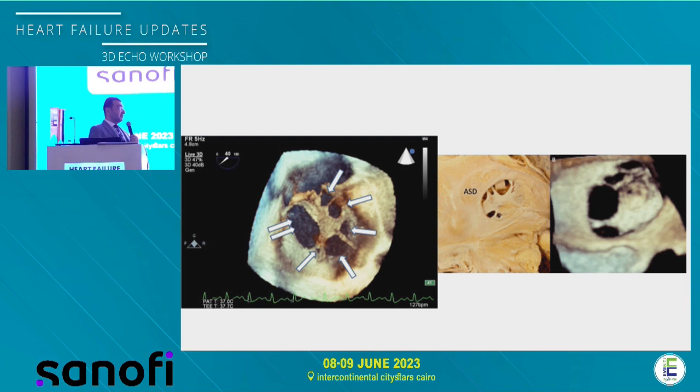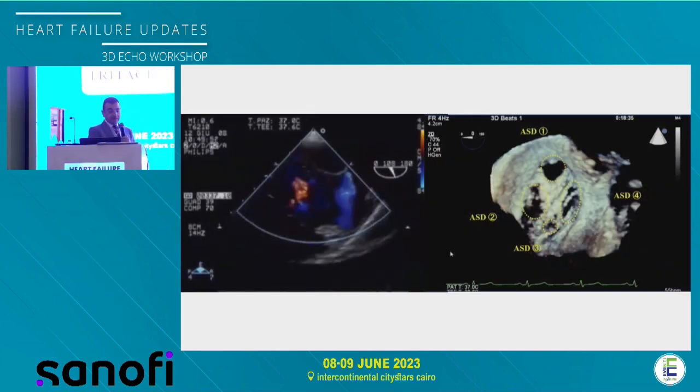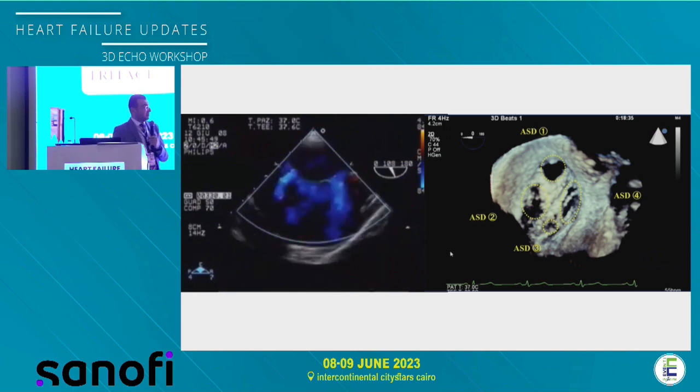Also, this is a multi-fenestrated interatrial septum from the right atrial perspective. Okay? You cannot see this that clearly except by using 3D echocardiography. This is another example of multi-fenestrated ASD. You can see multiple defects in this image.